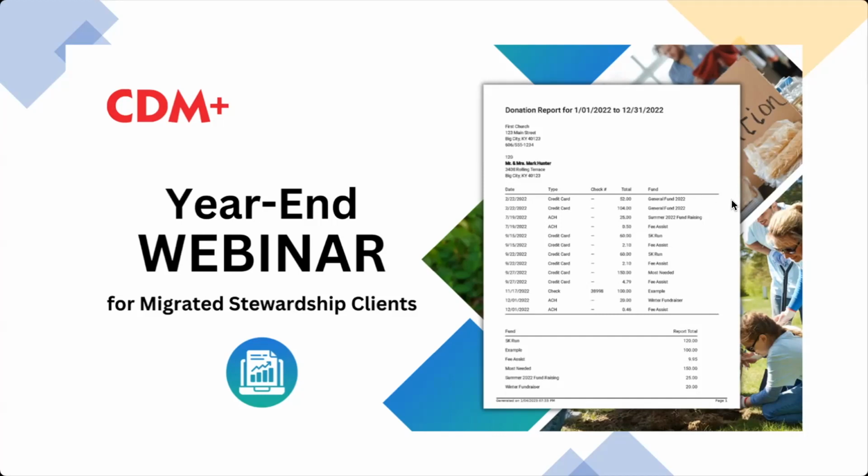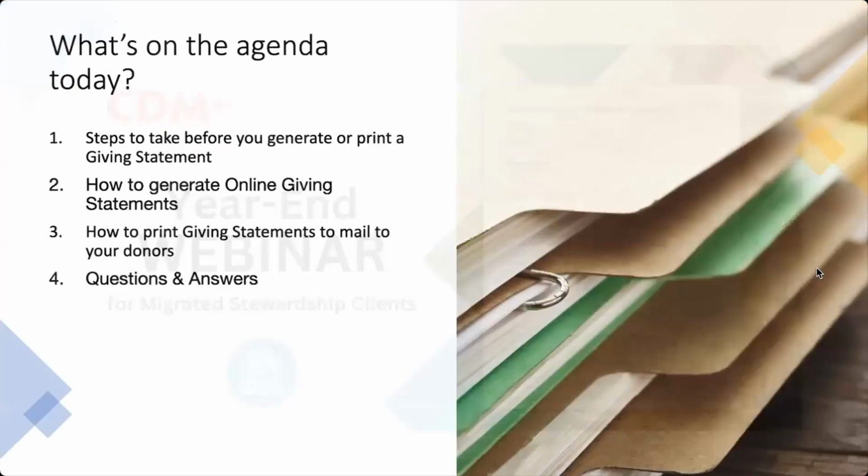So what are we going to be looking at today? Well, the first thing we're going to look at is the steps you should take before you generate or print any giving statement. Next, we'll go to how you're going to generate an online giving statement. And then we'll go to how to print giving statements so that you can mail them to the donors who do not want online giving statements. And finally, we'll have a Q&A session.